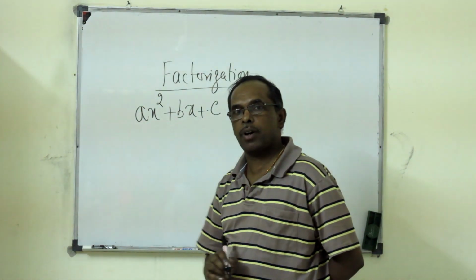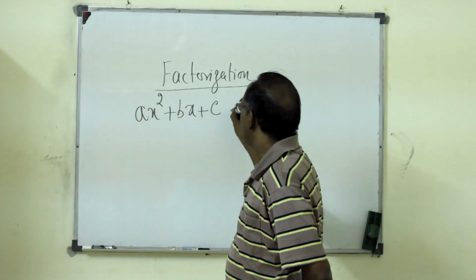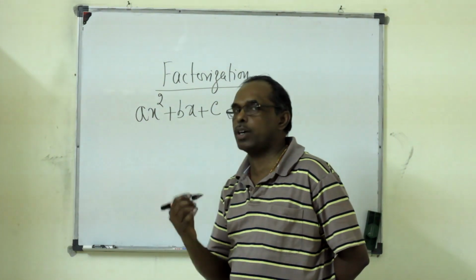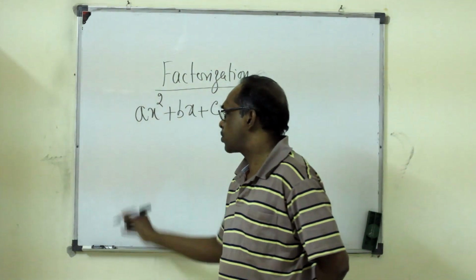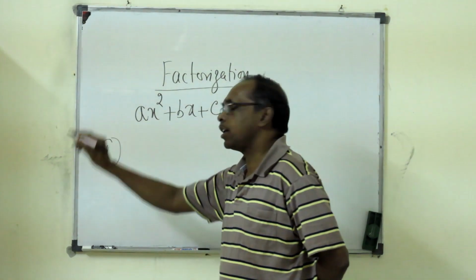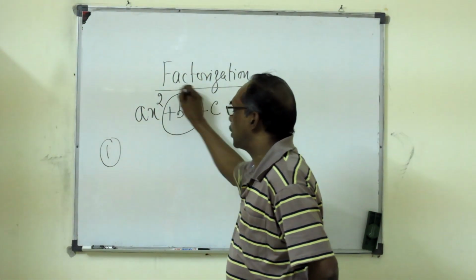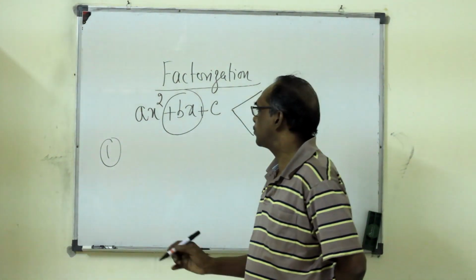Since it is a quadratic polynomial, it will be having two factors. So we are going to find out those two factors and express this quadratic polynomial in terms of the factors. So I am going to explain the method called splitting the middle term. How? I'll tell you the method first.